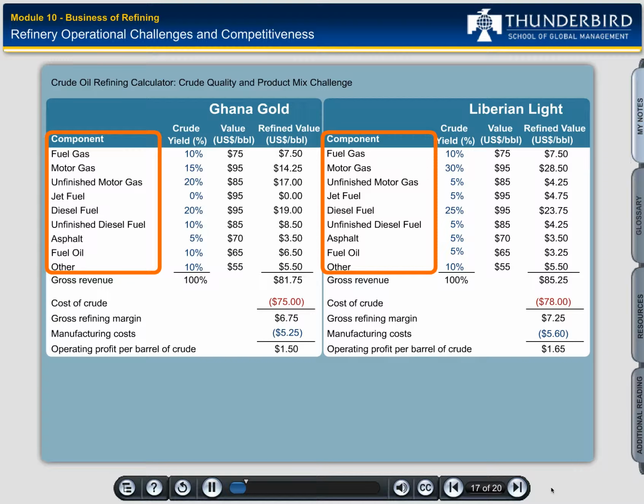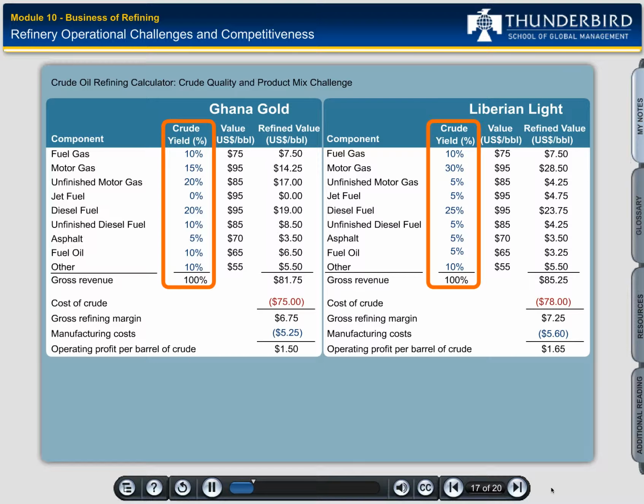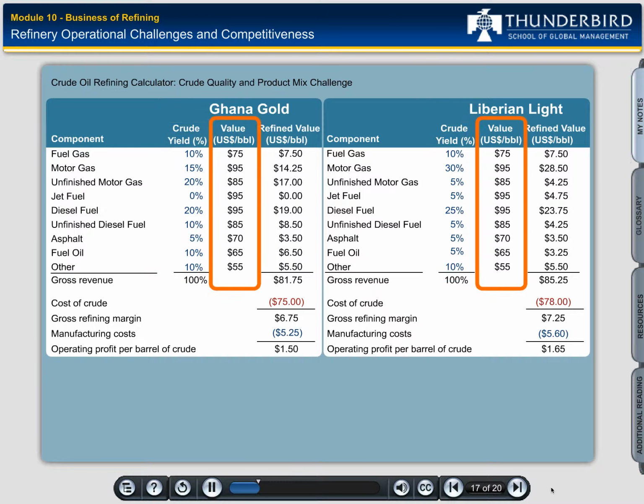The components columns represent the list of derivative products that can be produced from each crude. The crude yield columns identify the percentage of each derivative product per barrel that each crude will produce. The value columns identify the price of each product per barrel.